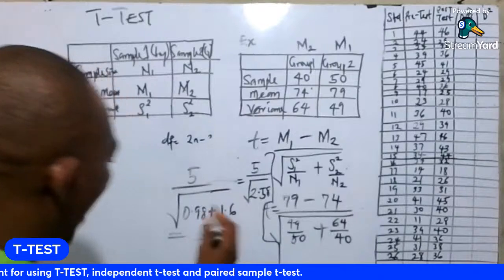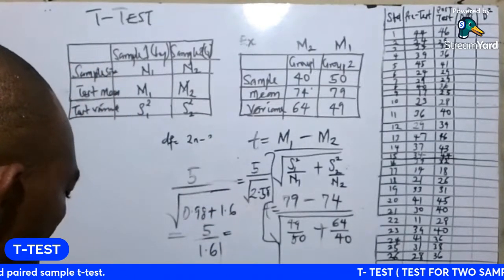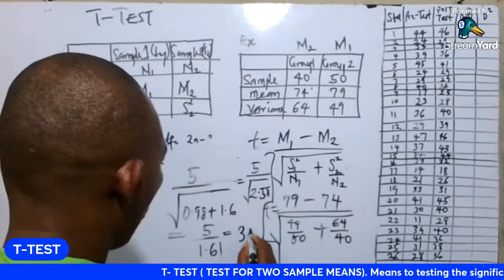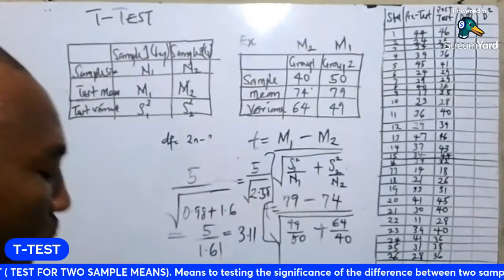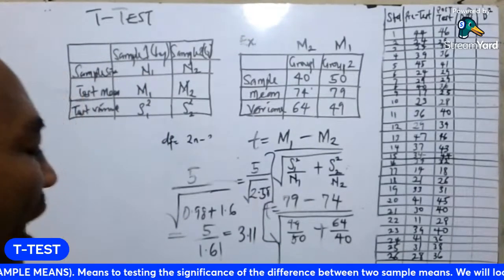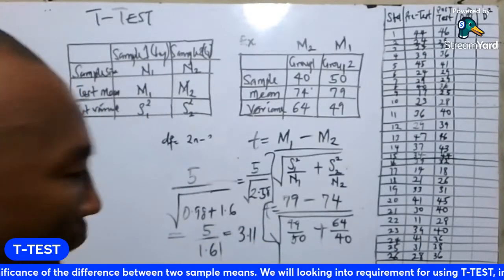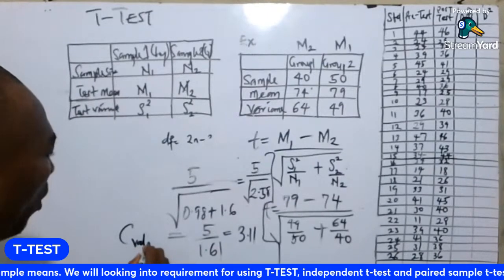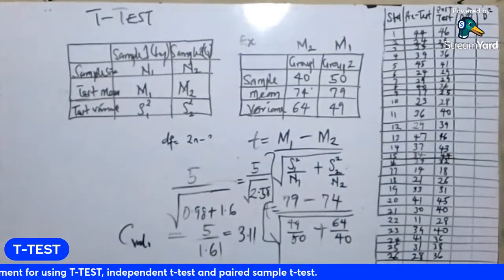At this point now, if I divide, that will be 5 divided by 1.61, and that will give me 3.105. So if I take it to 2 decimal places, that will be 3.11. So my calculated value is 3.11. If you get 3.11 from your end, can you type yes on the chart?